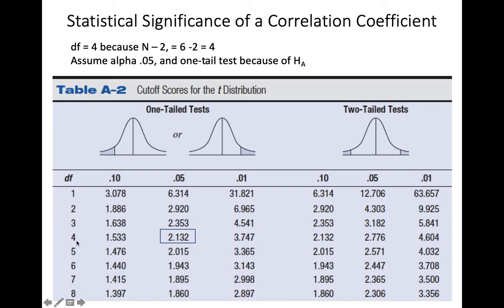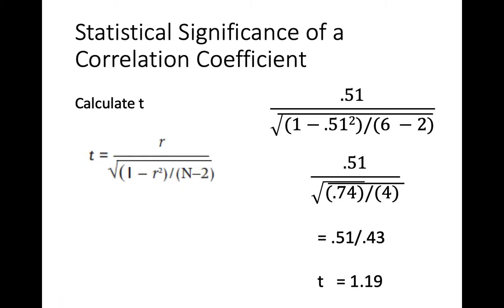We're going to use degrees of freedom 4, and we're going to do a one-tail test, and we're going to use our alpha at 0.05. Okay, so that gives us a critical t-value of 2.132. So when we convert our correlation of 0.51 into a t, we're going to be looking to see whether that t exceeds, in the positive direction, the critical value of 2.132.